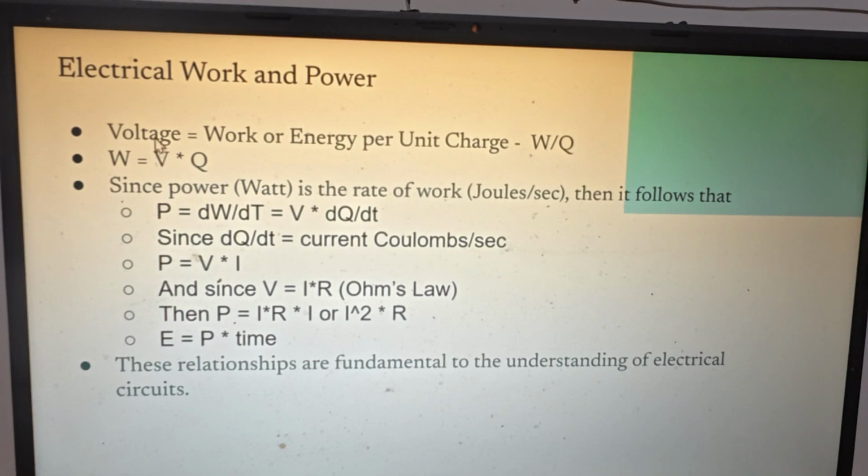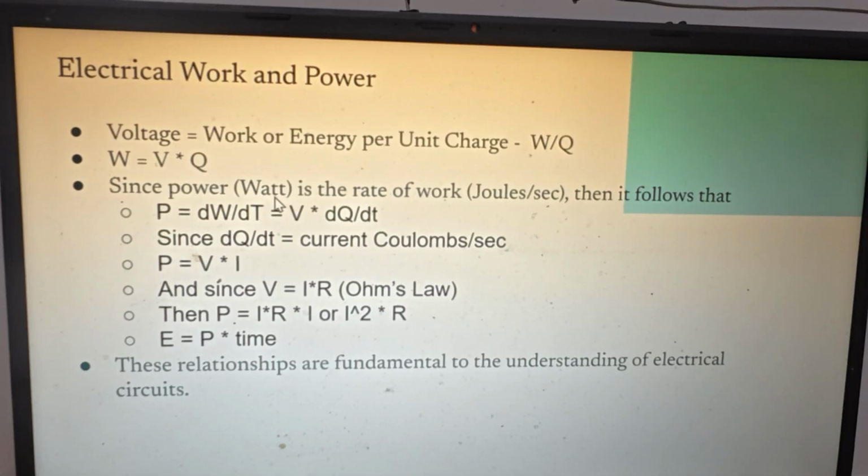So what is voltage? Voltage is work or energy per unit charge, and that is joules per coulomb, which means that if you rewrite the equation and you have work or energy on one side and voltage on the other, then the work is equal to voltage times the charge. Voltage times charge is the work.